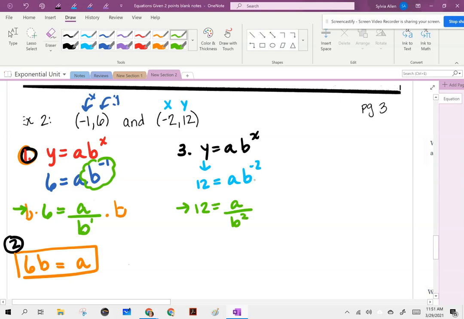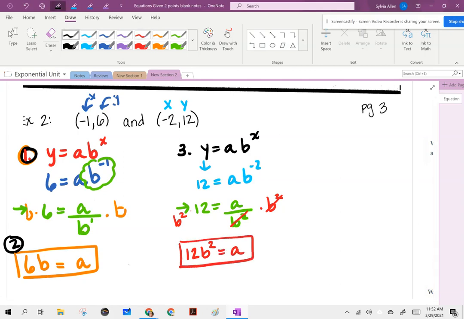Okay, this negative tells you that it's a fraction, so it goes in the denominator. Now we need to go ahead and solve for a, so we're going to multiply by b squared. That cancels out, but then we've got to multiply this side by b squared. So we end up getting 12 times b squared is equal to a. And that's all I had to do. I just had to solve for a. So this was step 4.